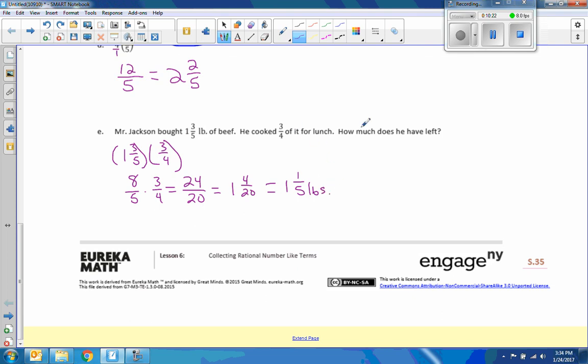Okay, but be careful. It says Mr. Jackson bought this much meat. He cooked this much. How much does he have left? So we didn't answer the question. We found out how much he cooked. So if 1 1/5 is how much he cooked, then we have to subtract the original minus how much we cooked. And 3/5 minus 1/5 is 2/5, and 1 minus 1 is 0. So we have 2/5 of a pound.